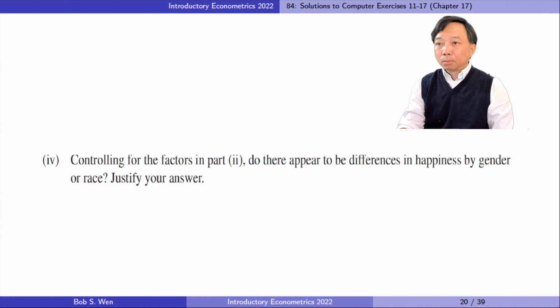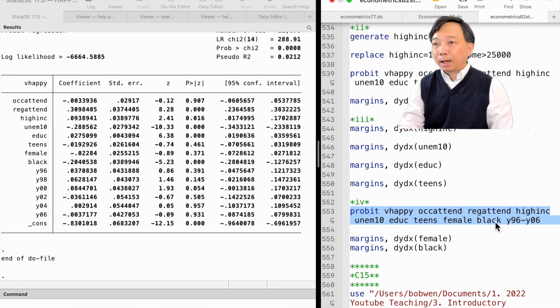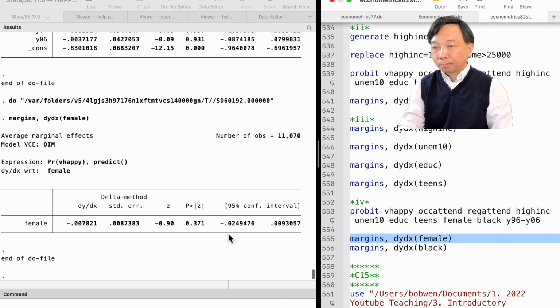In Part 4, controlling for the factors in Part 2, do there appear to be differences in happiness by gender or race? Justify your answer. We add the female and the black dummy variables to the probit model and then use the margins command to obtain the average partial effects.